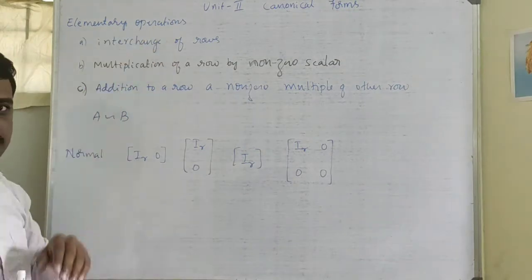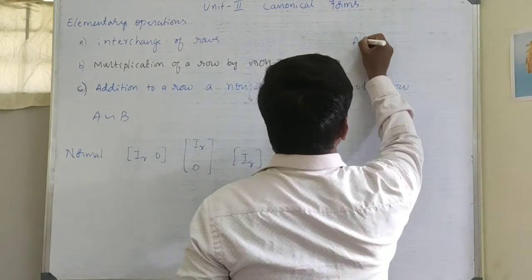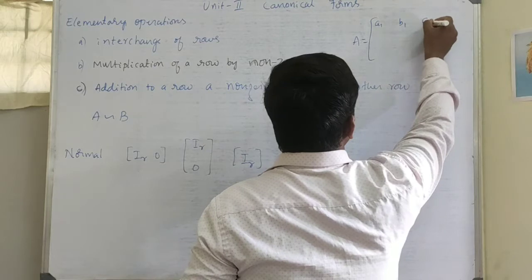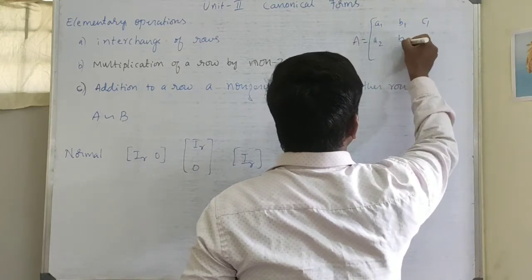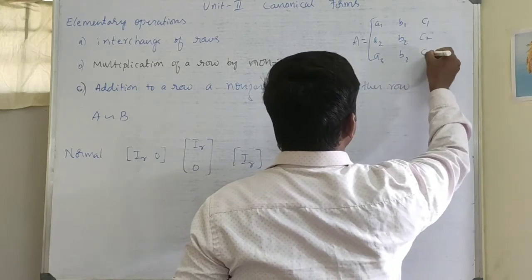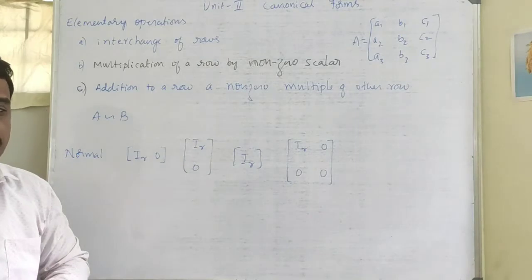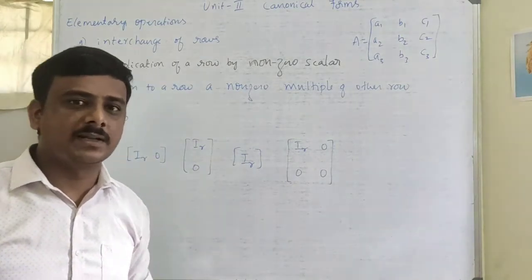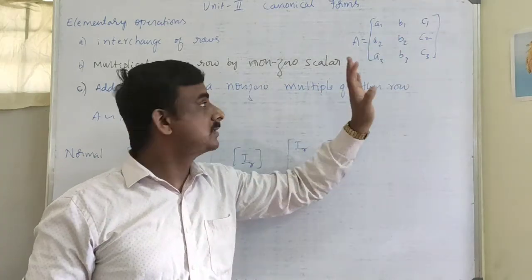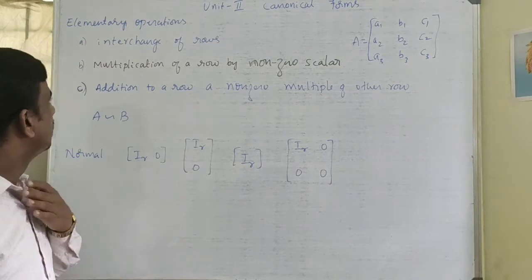Now elementary operations. Suppose I have any matrix: A1, B1, C1, A2, B2, C2, A3, B3, C3. This is a 3 cross 3 matrix. In the first unit we have defined what you mean by a matrix and many topics in matrices are discussed. Now let us consider an arbitrary matrix of order 3 cross 3.